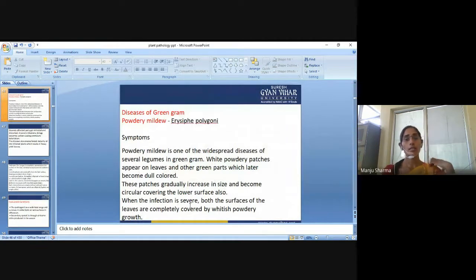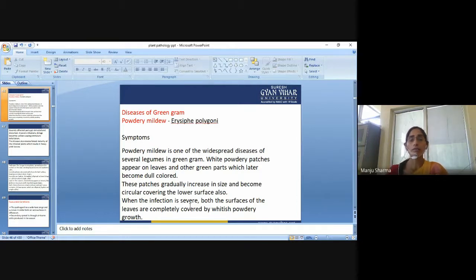After that, diseases of green gram. In green gram, the first disease is the powdery mildew disease, and the pathogen is Erysiphe polygoni. The main common symptom of this disease is a powder-like appearance at the lower surface of the plant.